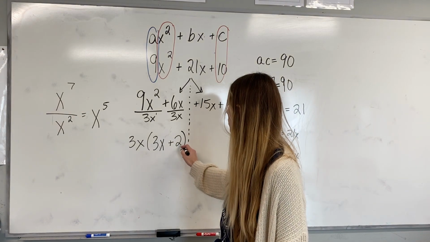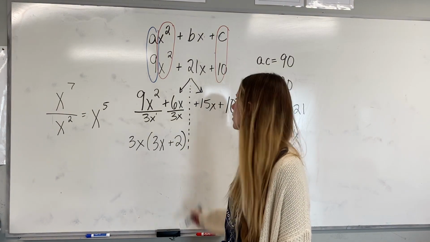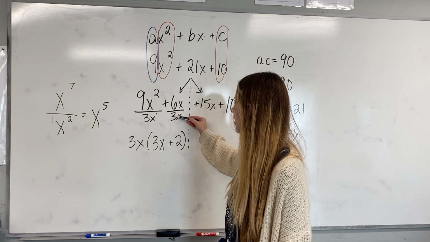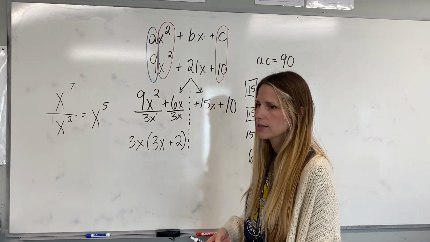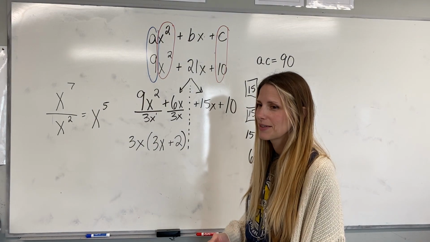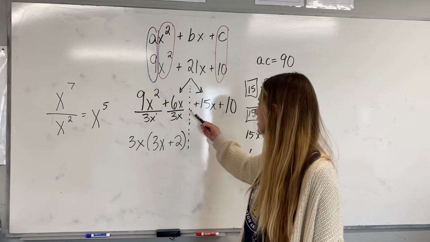Plus 2, because you just divide. 6 divided by 3 is 2. Somebody tell me why she didn't say 2x. Because the x's cancel out. Yeah, very good, because the x's cancel out.